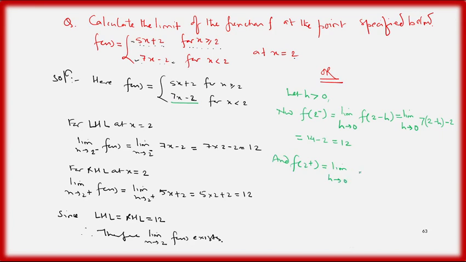And f of 2 plus h, for right hand limit, equal limit h tends to 0. We should take this function for right hand limit. So 5 times 2 plus h plus 2, when h is 0, 5 times 2 is 10, plus 2 equal to 12.